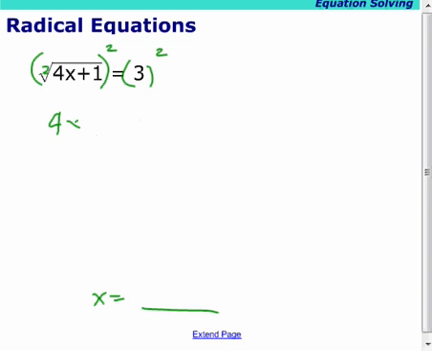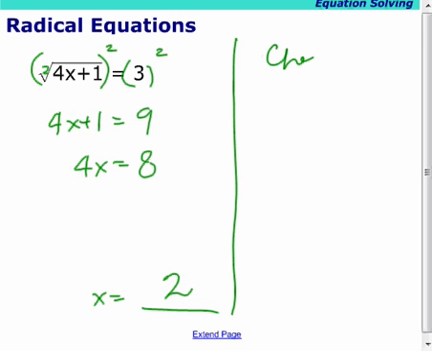So I'm left with 4x plus 1, the square cancels out the square root, is equal to 9. Now I solve. 4x is equal to 8, x is equal to 2. Let's go back and check. Let's check on this side. So I'm going to get the square root of 4 times 2 plus 1. Is that equal to 3? 4 2's are 8, plus 1's 9, square root of 9 is 3. Checks out. I'm okay with that one.